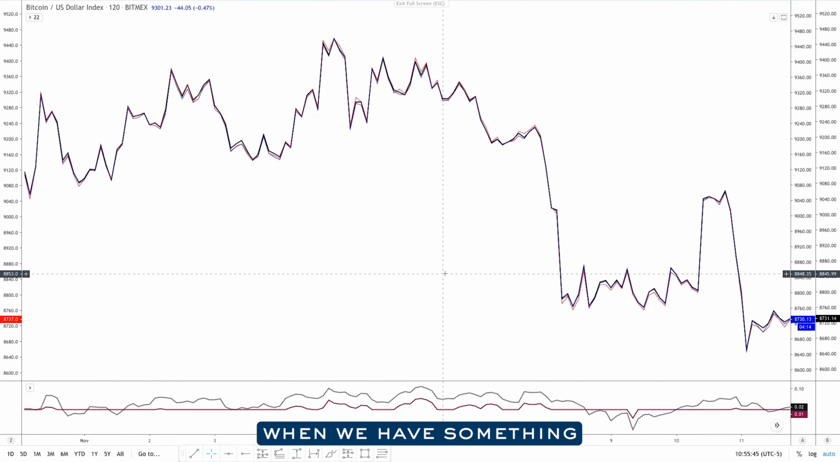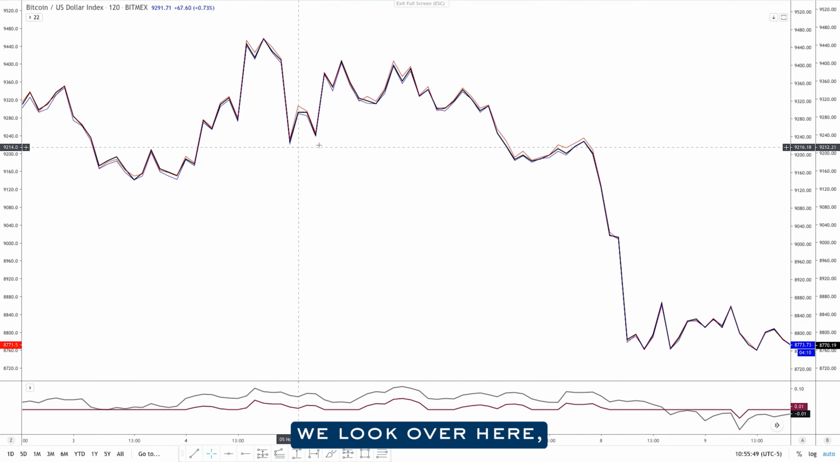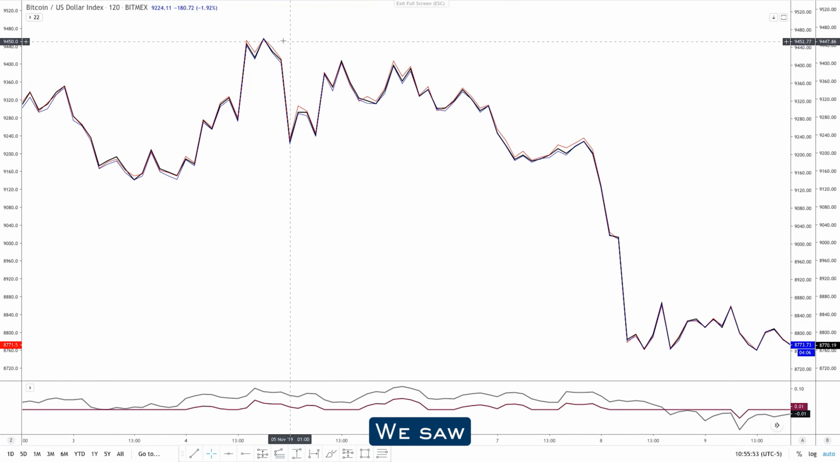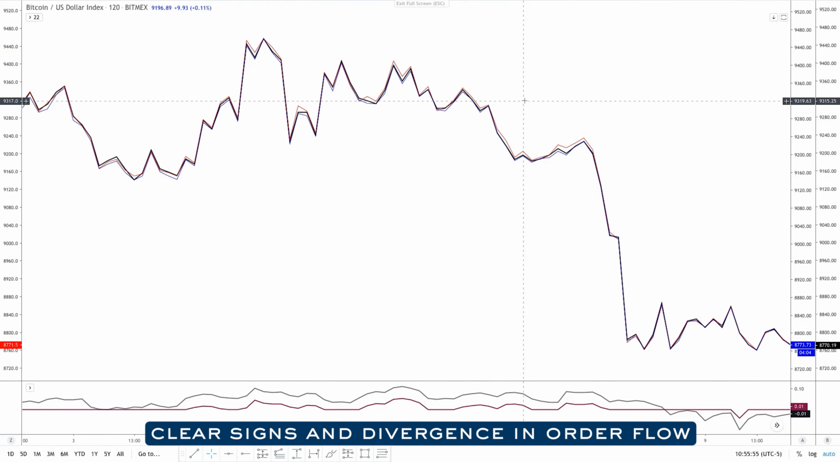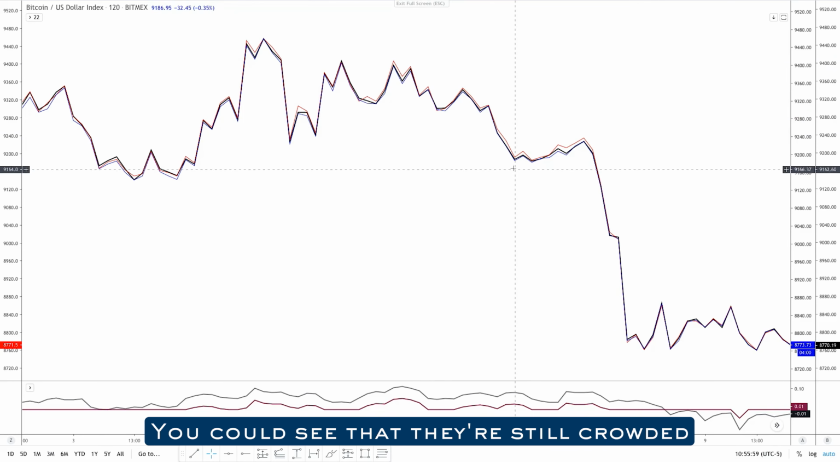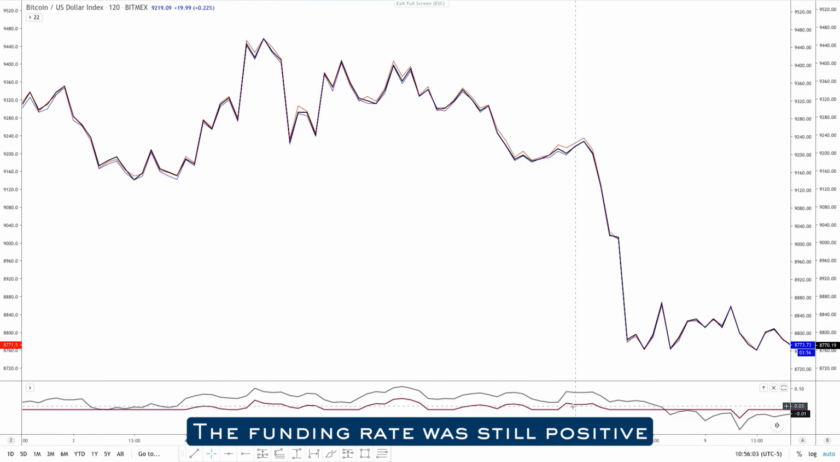When we have something like this over here, for example, this was multiple rejections at the top. We saw clear signs of divergence in order flow. Longs were aggressively lifting the offer. You can see that they're still crowded. There was still that premium over here. The funding rate was still positive.